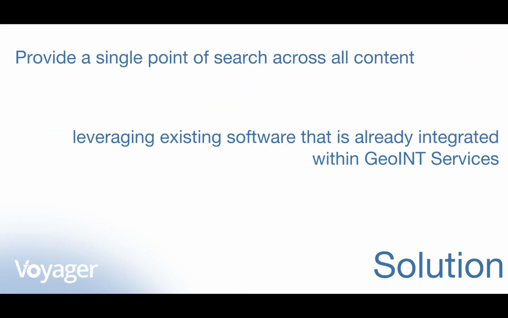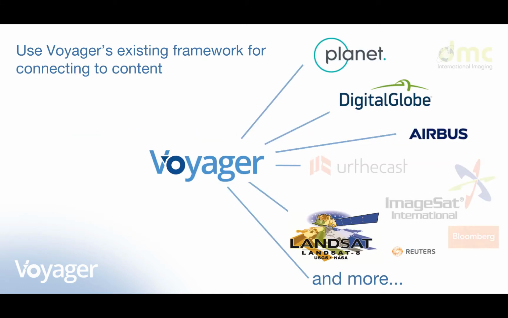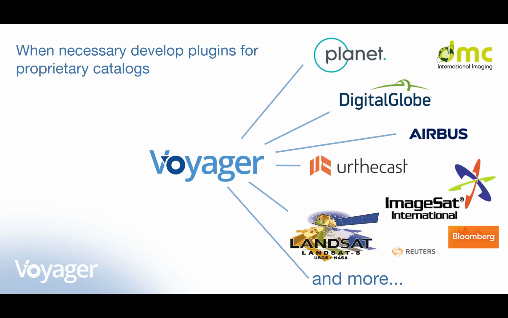Our goal, a solution, is to provide a single point of search across all content. We can do this by leveraging existing software that is already integrated within GeoINT Services. We can do this by leveraging Voyager's existing framework for connecting to a wide variety of content repositories. Here you can see highlighted Planet, DigitalGlobe, Airbus, Landsat. Voyager supports over a couple thousand different formats, with APIs that can also connect to content such as that stored in S3 file systems or custom APIs provided by some of these vendors. Where necessary, we can also develop new lightweight plugins for connecting to other systems by simply reading their APIs and pulling that content into the Voyager platform.